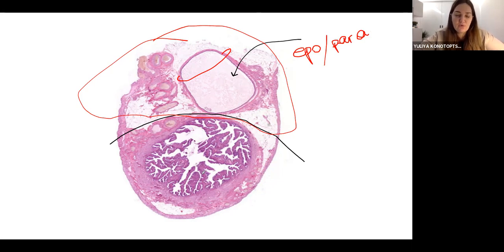What do you call the remnant of the Mullerian duct in males? It's called the appendix of the testis. On the testis, there is a bit of a protrusion there. They call it the appendix of the testis.